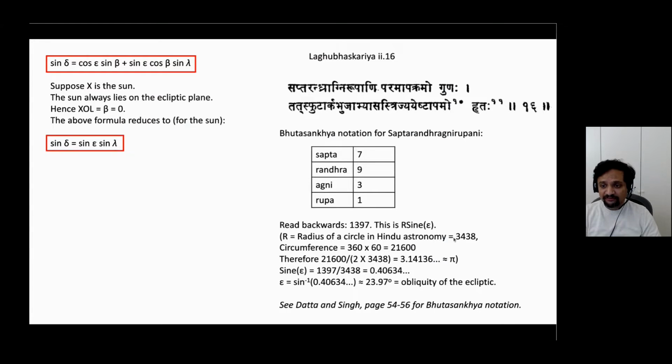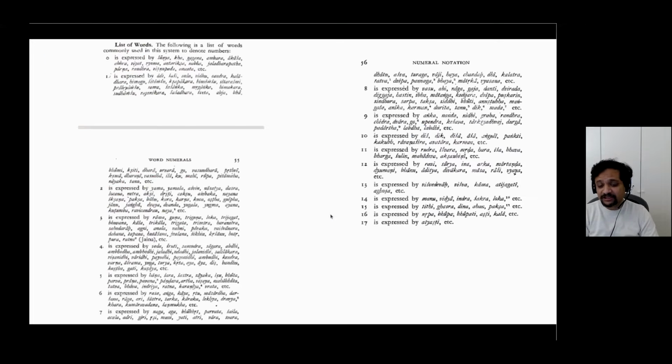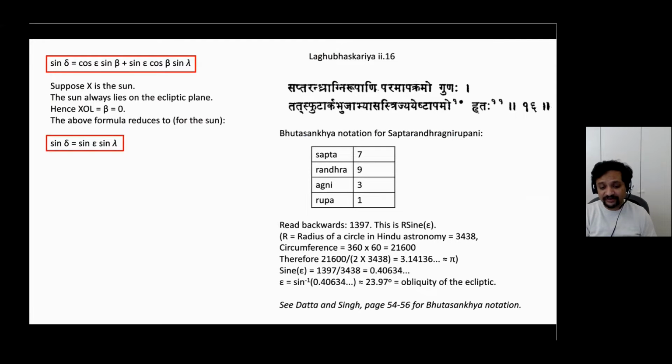But this was a pretty common convention to use 3,438, and Bhaskara I has also made use of this in his works. So according to this translation, 1397 is the R sine of the greatest declination of the sun. So the greatest declination of the sun is also equal to the obliquity of the ecliptic. The declination of the sun can never exceed that. So let us check if this is indeed the case.